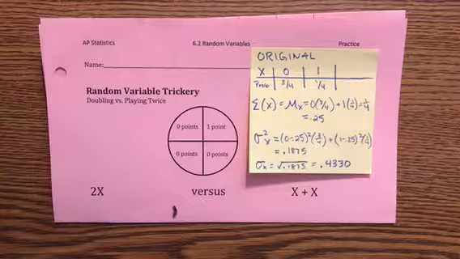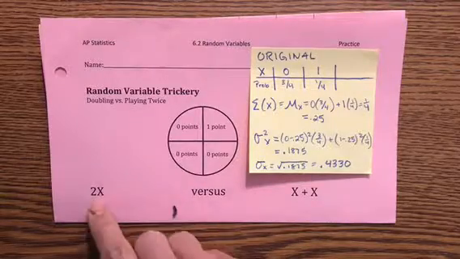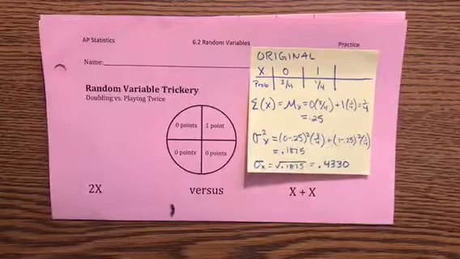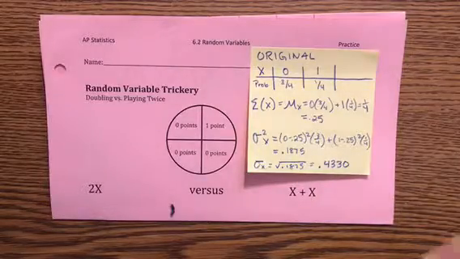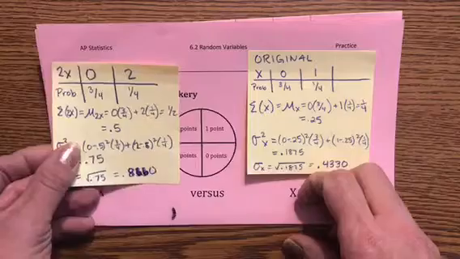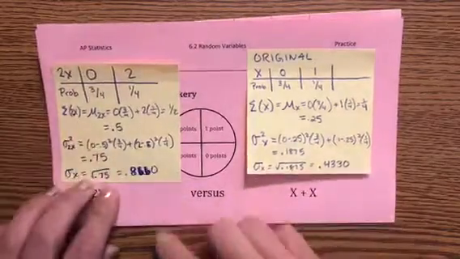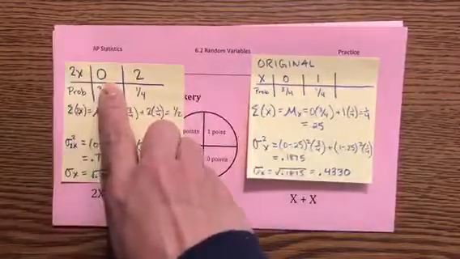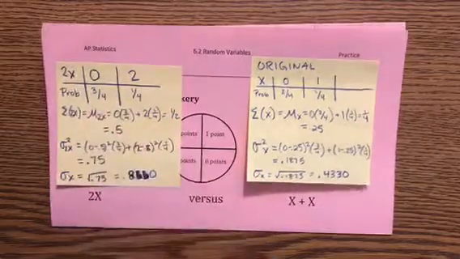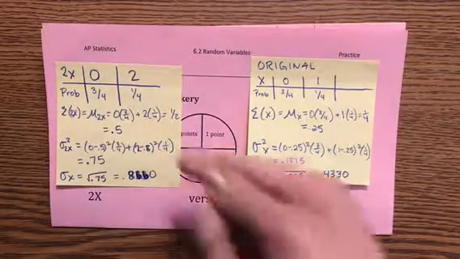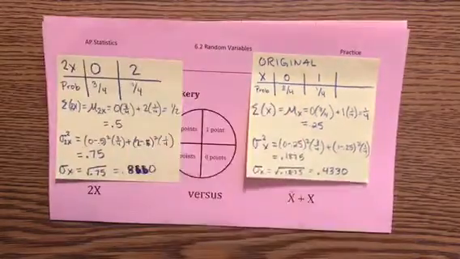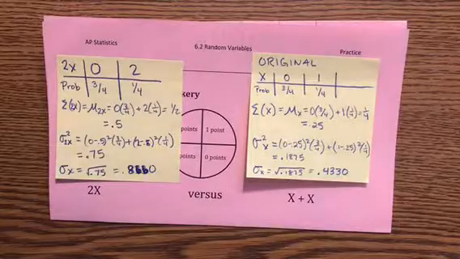So now we're going to say, well, what if we play this game, but instead of just 0, 1 points, we double the points? That would be 2X. So let's see what happens to our distribution when we double instead of just playing for 1 point. Notice my first outcome stays the same. It's still 0, and there's still a 3/4 chance of getting a 0. But now I can get 2 points, and there's a 1/4 chance of getting 2 points.